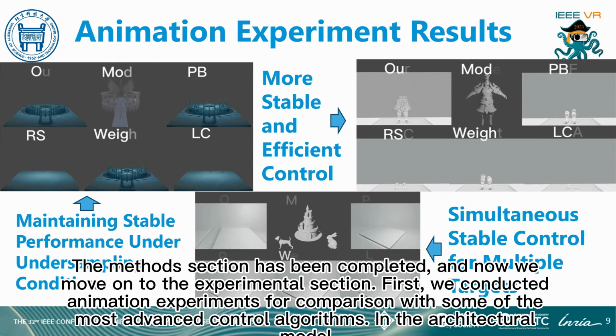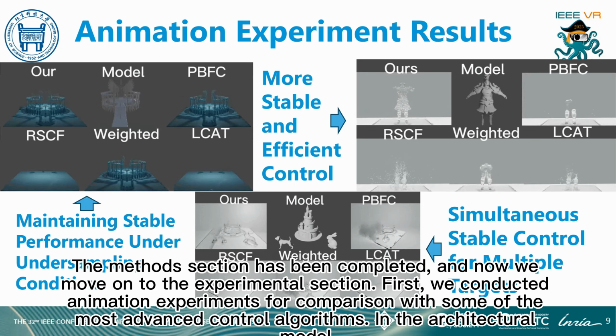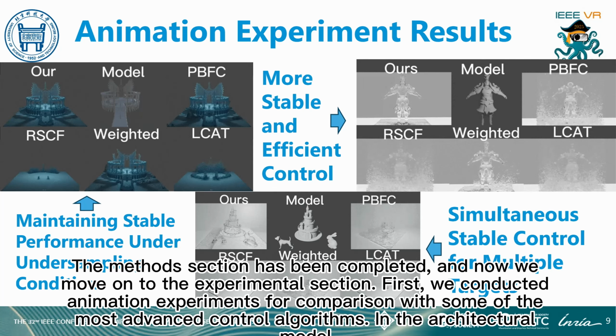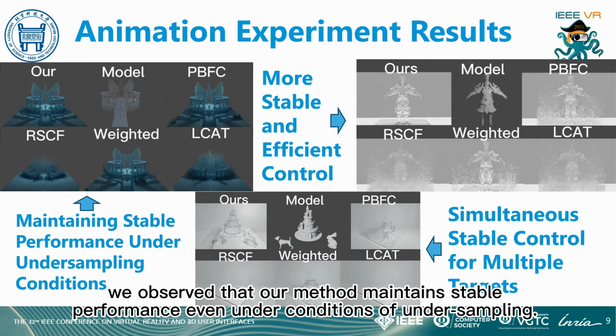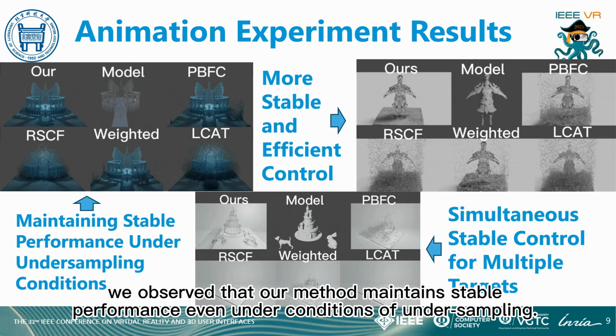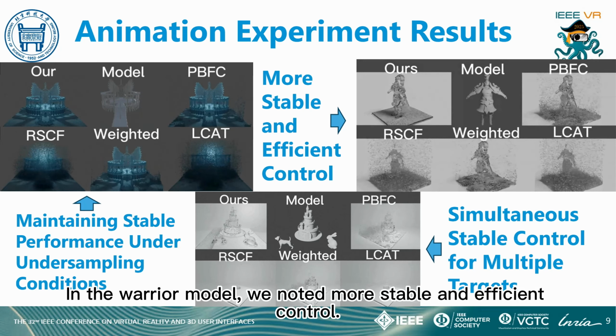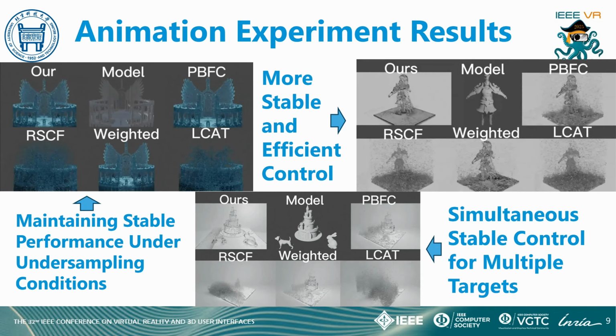The methods section has been completed, and now we move on to the experimental section. First, we conducted animation experiments for comparison with some of the most advanced control algorithms. In the architectural model, we observed that our method maintains stable performance even under conditions of undersampling. In the warrior model, we noted more stable and efficient control.